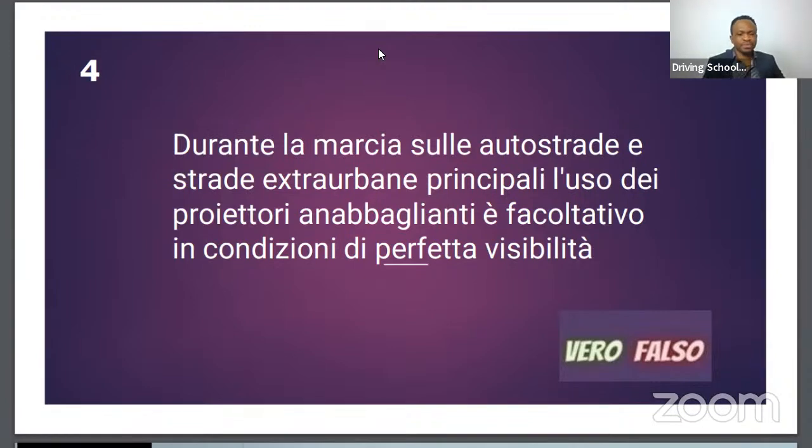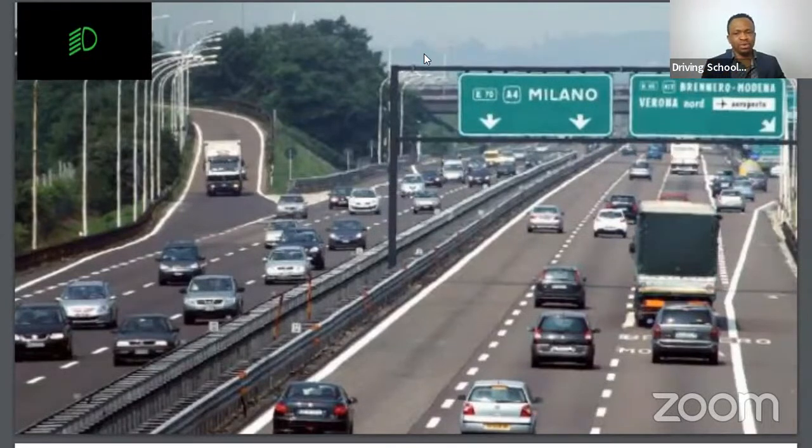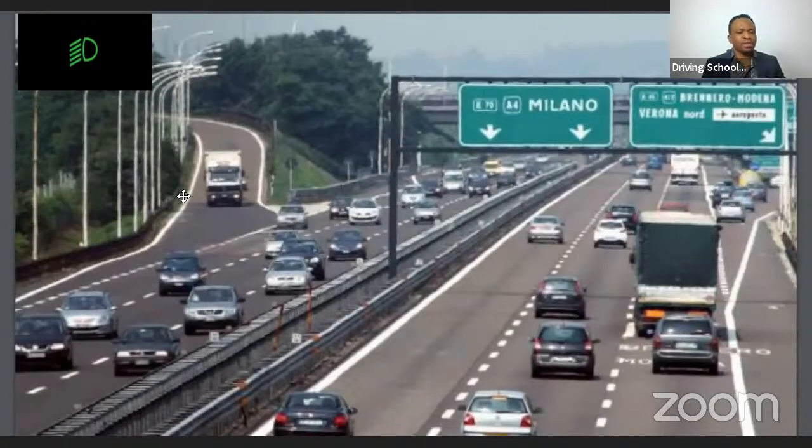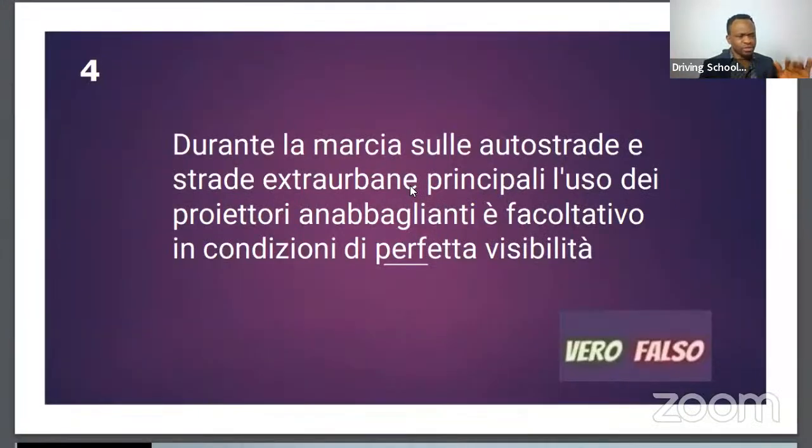So, for example, in the autostrada, or on the highway road, this is what they are referring to. Let's look into the question before we go back to the autostrada. It says: Durante la marcia, sulla autostrada e strada extraurbana principale, l'uso dei proiettori anabbaglianti è facoltativo in condizioni di perfetta visibilità. That is to say, when you are transiting on the autostrada, the use of this low beam light is optional, because the word facoltativo means optional, you understand?